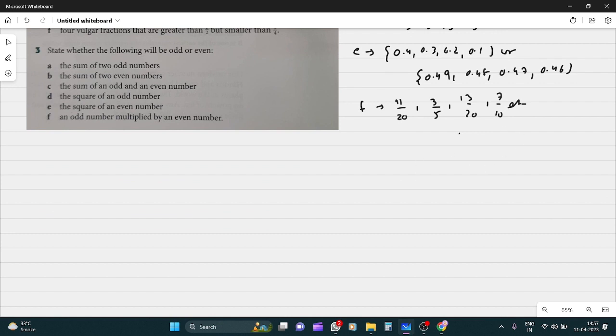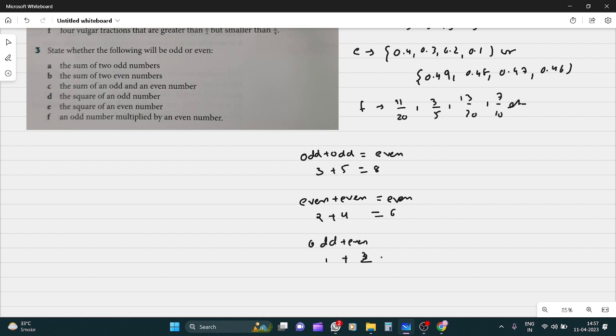State whether the following will be odd or even. See, when we add odd plus odd, we always get an even number. That means if we add 3 plus 5, we get 8, which is even. Okay, when we add even plus even, we always get an even number. That means if we add 2 plus 4, we get 6. When we add odd plus even, that means 1 plus 2, we get odd. And when we add even plus odd, 2 plus 1, we always get an odd number.